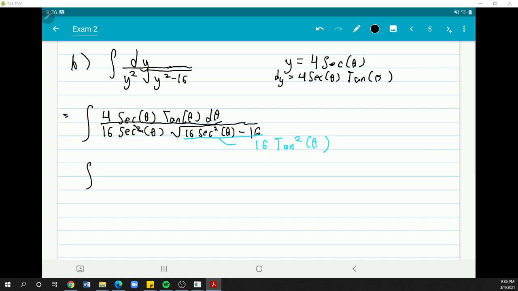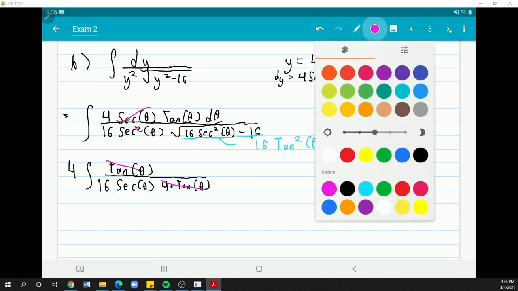Also, one of these secants cancels with both of these secants. Let me do that in pink. One of these secants cancels with one of those secants. So I'm left with 4. Let me pull the 4 out. A little bit of a mess. 4, so there's tan theta over 16 secant theta. And then we said we're taking the square root of 16 tan squared. So that's 4 times tangent of theta.